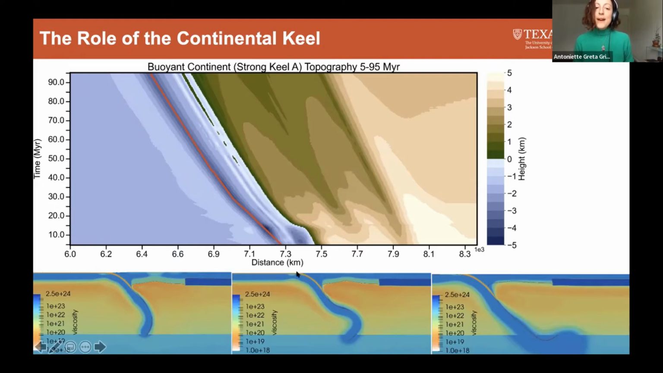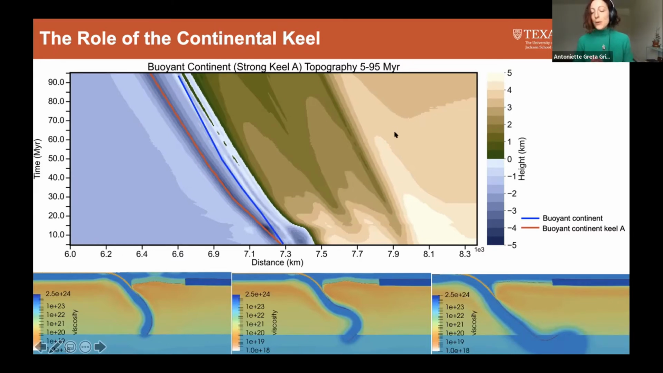So if we compare our trench retreat rate for our heterogeneous continent with our homogeneous one, we can see that at the beginning, the trench retreat rates are very similar, but as the model evolves, we can see that the model with the heterogeneity has a much higher trench retreat rate compared to the homogeneous one.